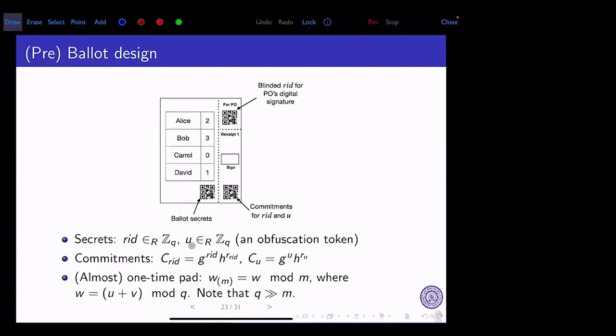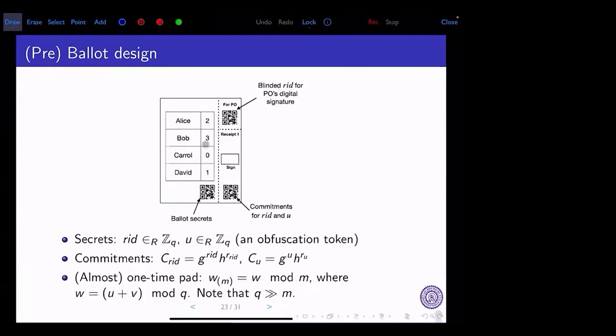So you take the RID and U as random from ZQ, put it in the left QR code. These are the ballot secrets, RID and U. In the right QR code, you put the commitments for them, CRID and CU. And these numbers are a one-time pad, so that corresponding to Alice, I have got V, and these are W, such that they are U plus V mod Q mod M, right? So these are cyclic numbers, such that they obfuscate your vote, right? So you use U to hide the value V, and note that this is perfectly hiding. Addition is a perfectly hiding operation in modular arithmetic.